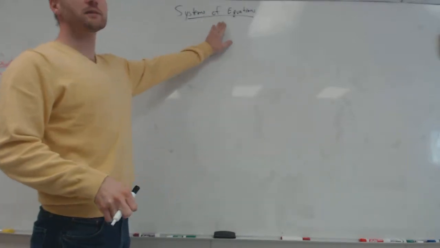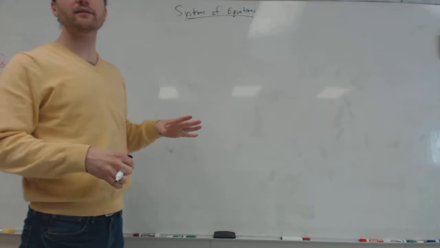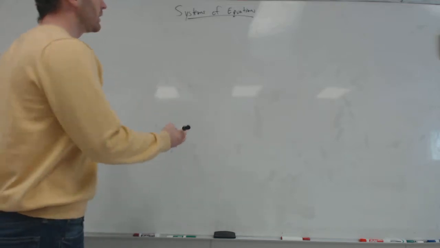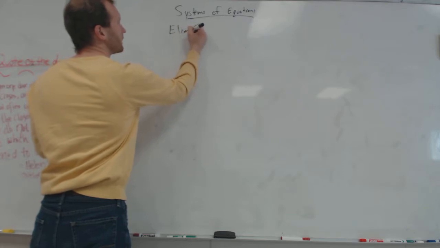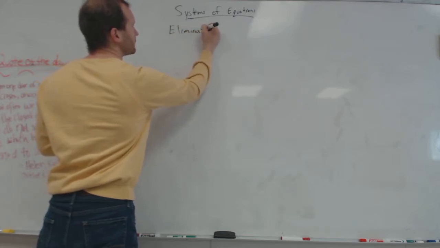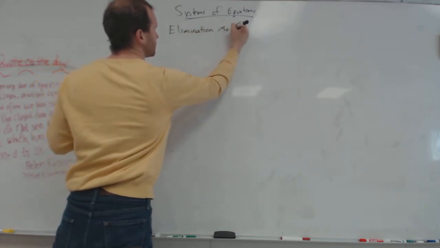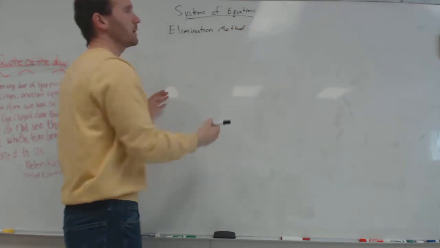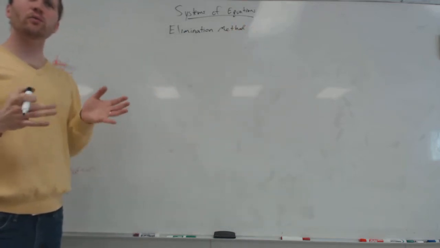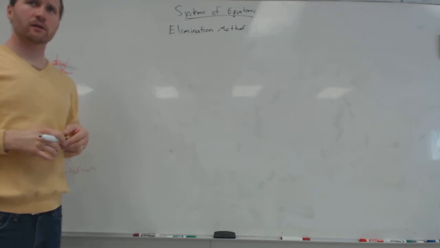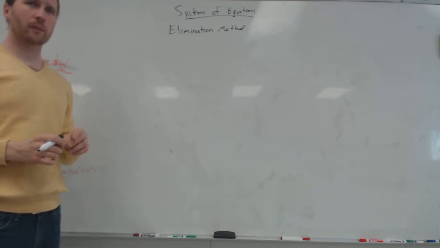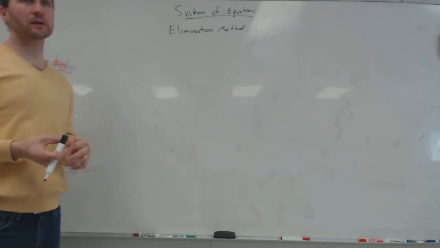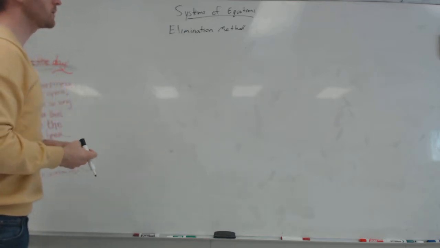Today, we're talking about systems of equations, but instead of using the substitution method, we're going to use something called the elimination method. Now, the only difference really is the very first step. But it's going to look a little bit different after that too. And I'll show you why.